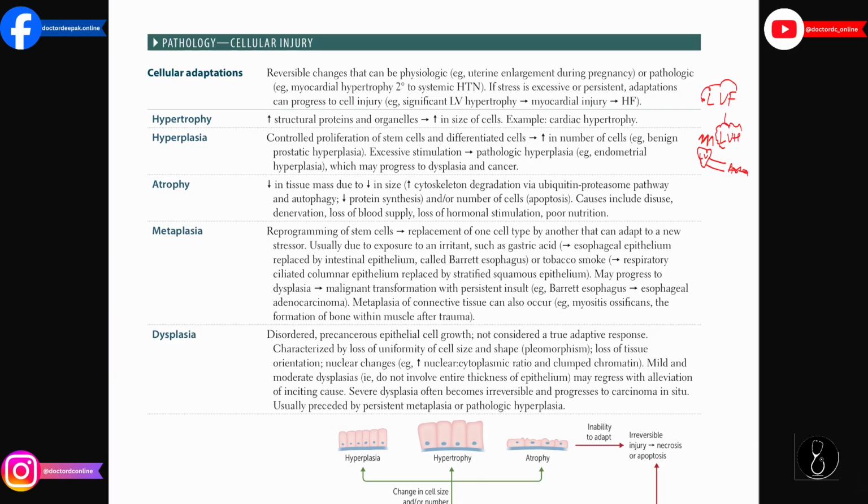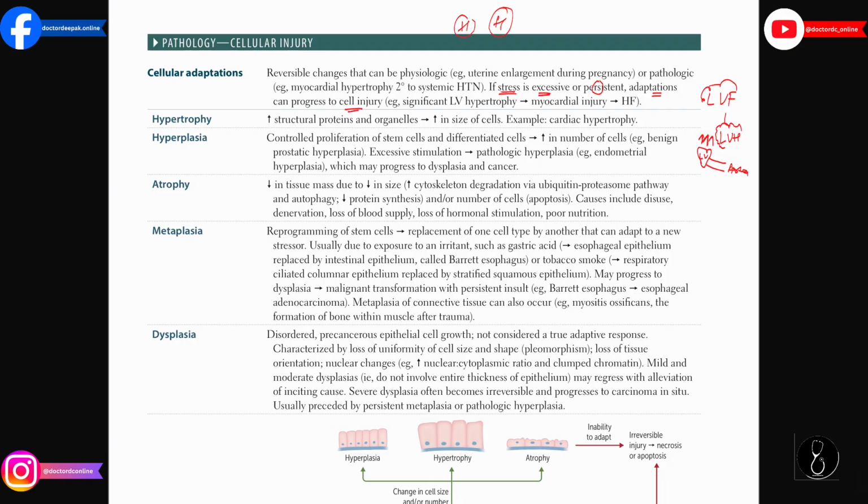So that's why it is mentioned that if the stress is excessive, if you are putting more stress, or if the stress is persistent for many years, these cellular adaptations can progress to cellular injury. So please keep in mind, hypertrophy and hyperplasia are not at the level of cellular injury. These are growth adaptations. The cell is trying to adapt to the stress which you are putting on it, and the cell is adapting to the stress with the help of hypertrophy and hyperplasia.